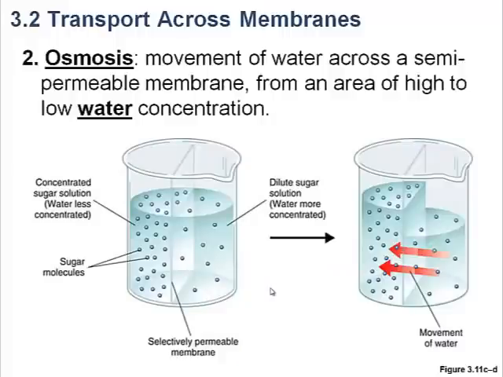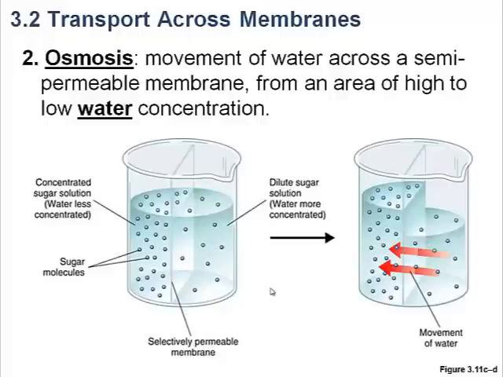Alright, and so now we get to one of the most exciting parts of this second portion of our chapter, and one of the most important topics in all of biology, and that is the topic of osmosis. Osmosis is a type of diffusion, a special type of diffusion. I have the definition for osmosis on this particular slide.